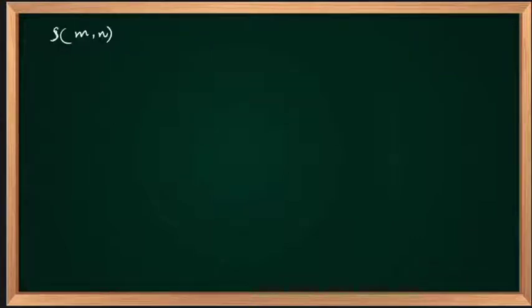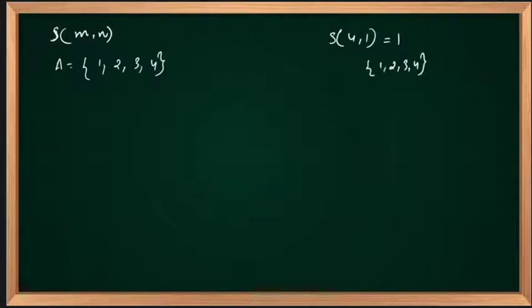So let's assume you have a set A is equal to {1, 2, 3, 4}. Okay, so if I am asking you to find S of 4 comma 1, the answer will be 1. You have a 4 element set and you need to have only one partition. That partition will be equal to {1, 2, 3, 4}. So S of 4 comma 1 is equal to 1. Now, what about S of 4 comma 2?